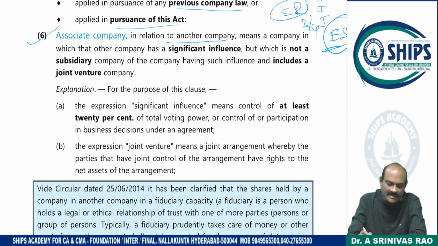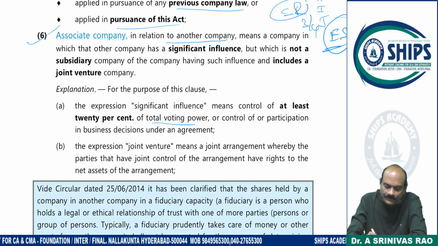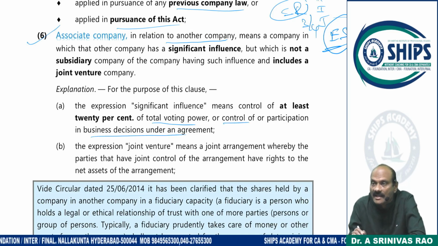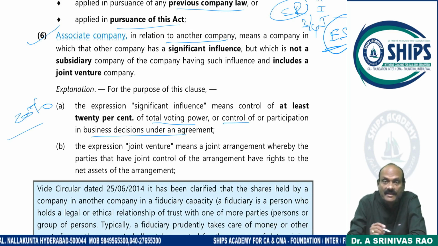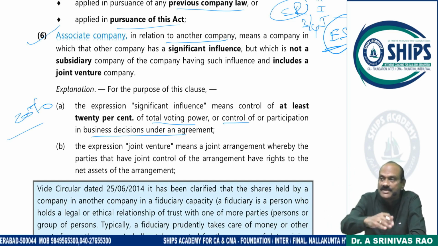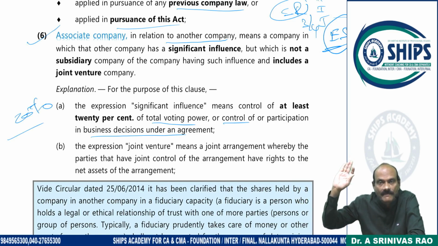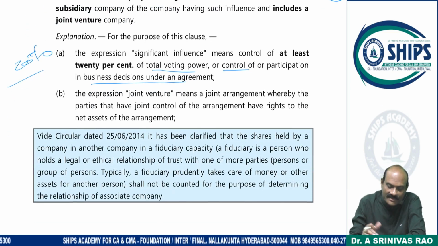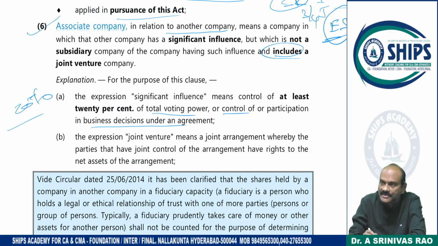See here. Significant influence means at least 20% of the total voting power, or control or participation in business decisions under an agreement. 20% is quantity, not an ordinary amount. 20% of voting rights with one person. If I join hands with the remaining people, at least I am able to influence the decision. I can change the organization policy also. And the joint venture, of course, is included here.